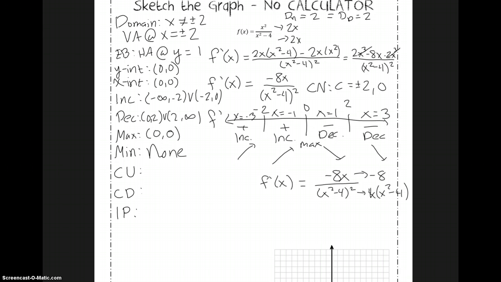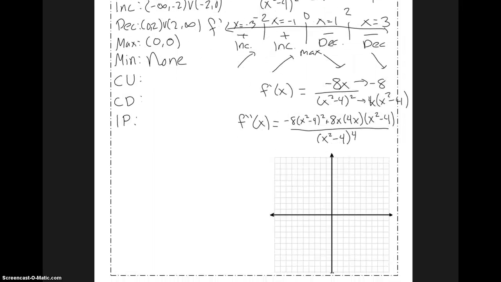So let's plug that into our second derivative, f double prime of x. Low d high, that's going to be negative 8 times x squared minus 4 quantity squared, minus high, since that's a negative, I'm going to make that plus 8x, times d low, 4x, times x squared minus 4, all over low squared, and I'm squaring a square, so that's a power of 4. And again, we have an x squared minus 4 in each and every term, so cancel one of them out. That one goes away. That's a power of 3. That would be a power of 1.